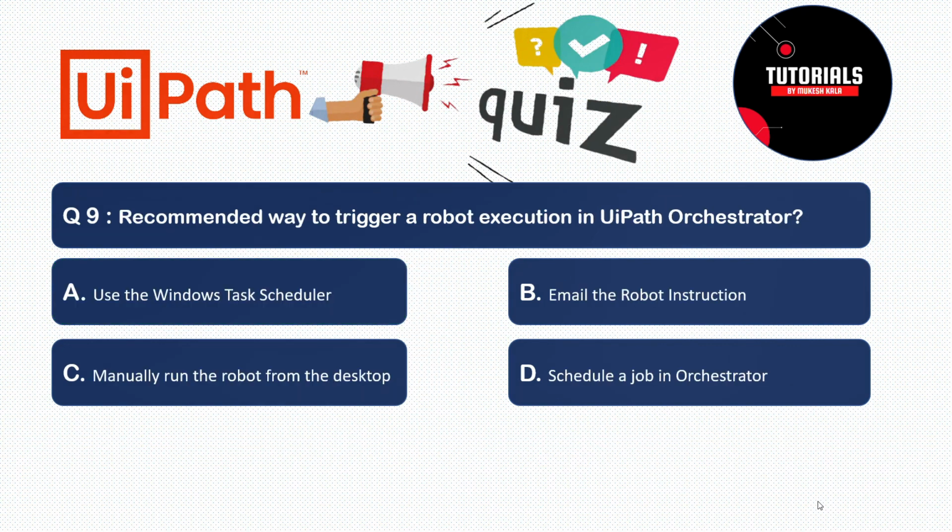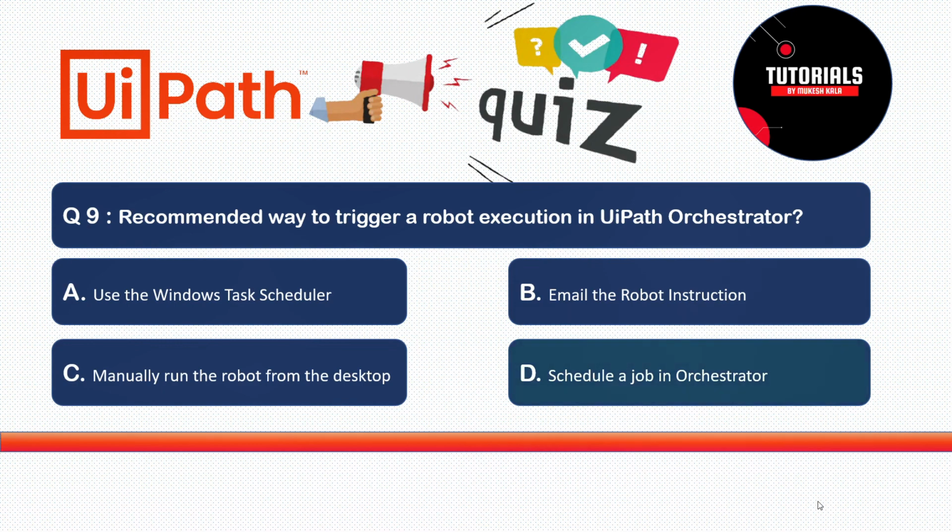Next question on the Orchestrator is, what is the recommended way to trigger a robot in UiPath Orchestrator? I have to trigger an automation in UiPath Orchestrator. What should I do? Should I use the Windows Task Scheduler? Should I email the robot instruction? Option number C, manually go to the robot and run it from the desktop. Or option number D, schedule a job in Orchestrator. Right? Let's see the correct answer.